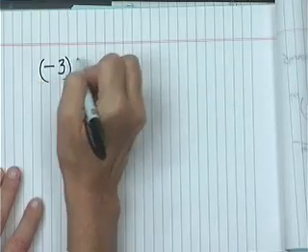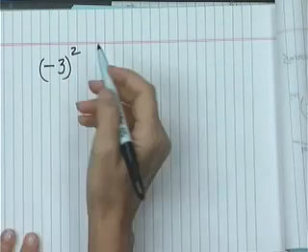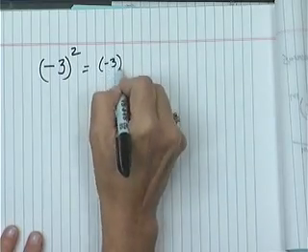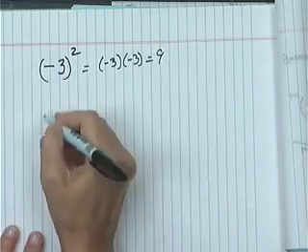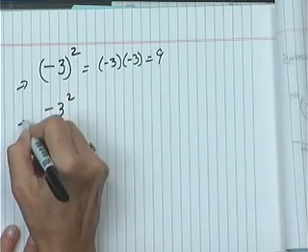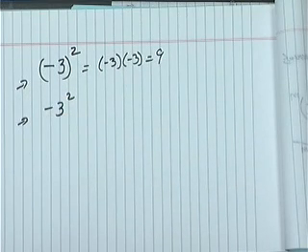All right, what about this one? Simplify this. Don't tell me yet. What is it? 9. You're just multiplying negative 3 times negative 3 and you get positive 9. All right, what's this one? Don't tell me yet. Minus 3 squared. Tell your neighbor.